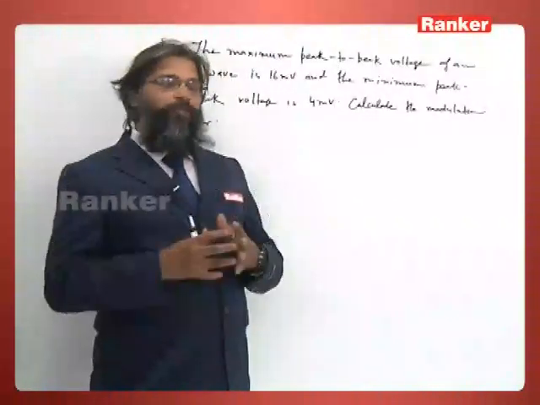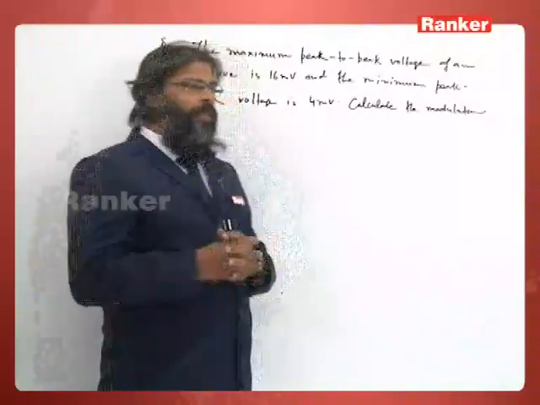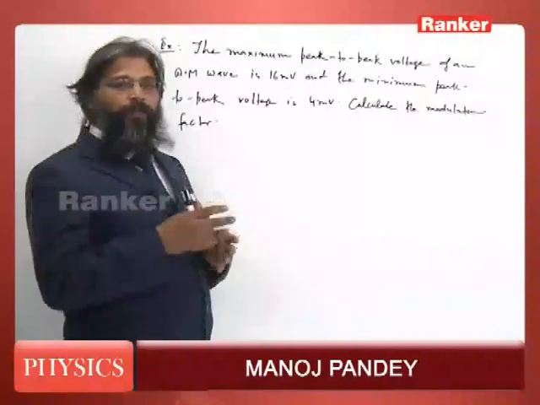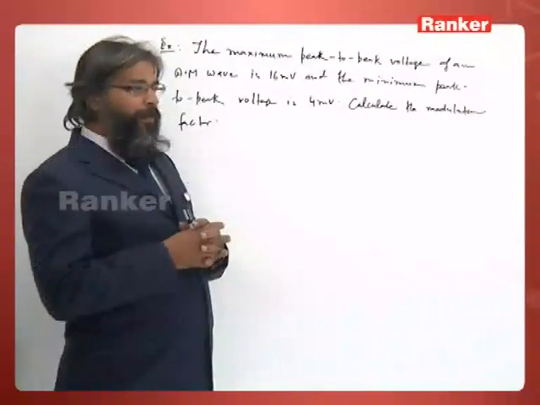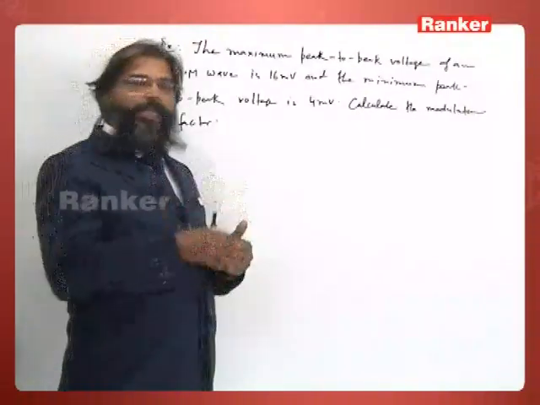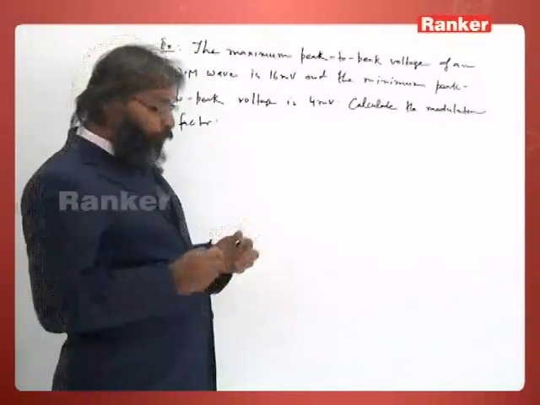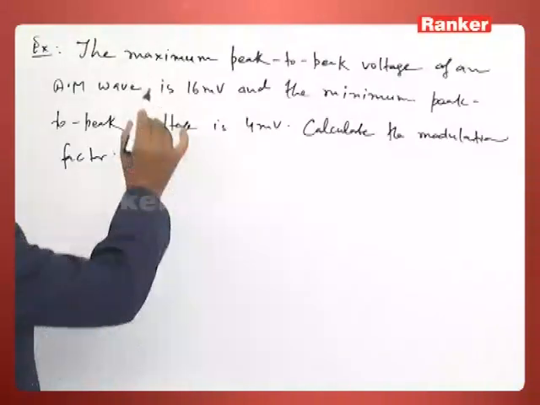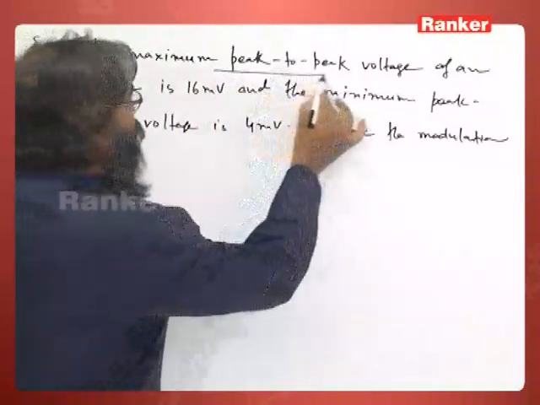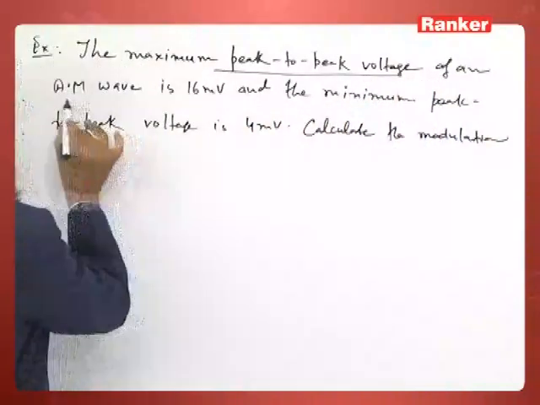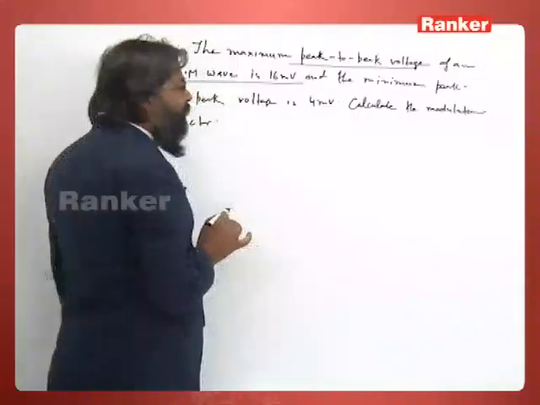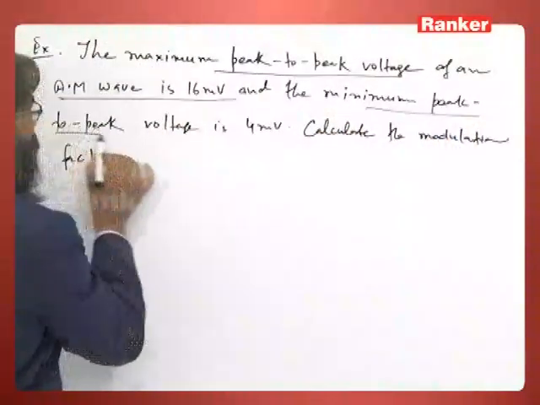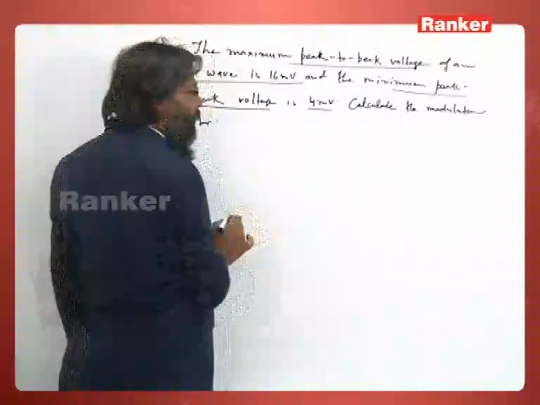Now let us take one more example to understand the terminologies of the waveform in the amplitude modulated wave. Sometimes the same concept is asked in a different format where students get confused. So the maximum peak to peak voltage of an amplitude modulated wave is 16 millivolts, and the minimum peak to peak voltage is 4 millivolts.